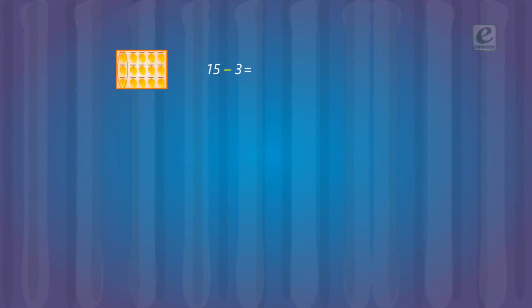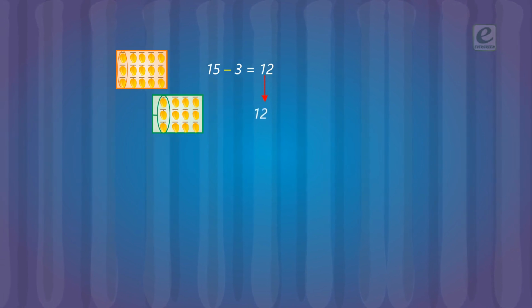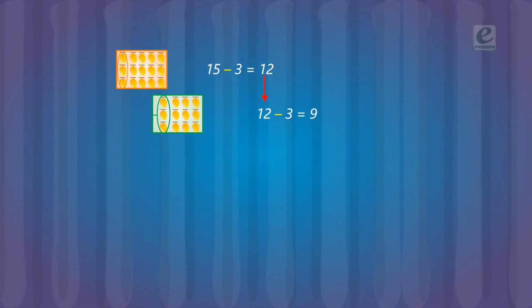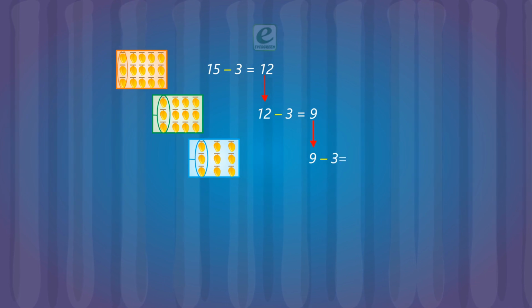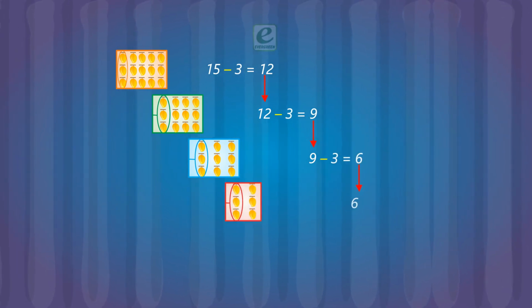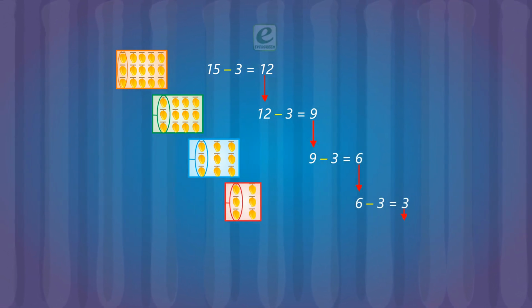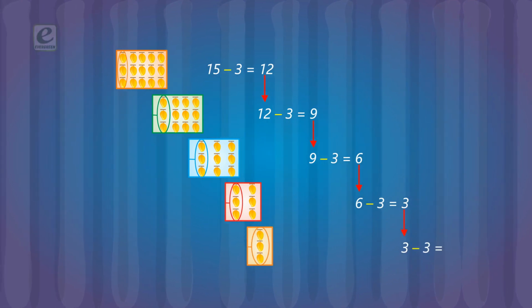15 minus 3 equal to 12. 12 minus 3 equal to 9. 9 minus 3 equal to 6. 6 minus 3 equal to 3. 3 minus 3 equal to 0.